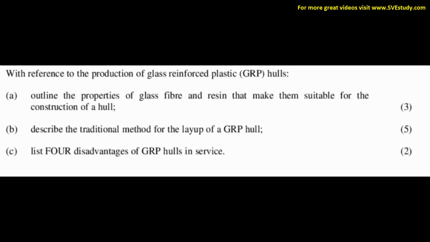With reference to the production of glass reinforced plastic (GRP) hulls, A. Outline the properties of glass fiber and resin that make them suitable for the construction of a hull. B. Describe the traditional method for the layup of a GRP hull. C. List 4 disadvantages of GRP hulls in service.